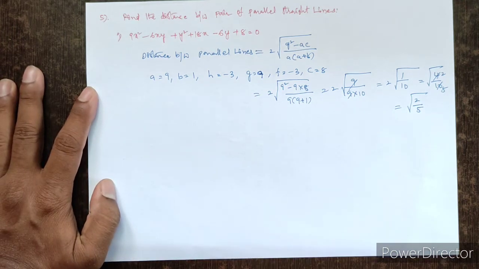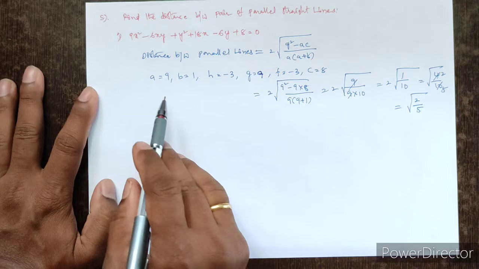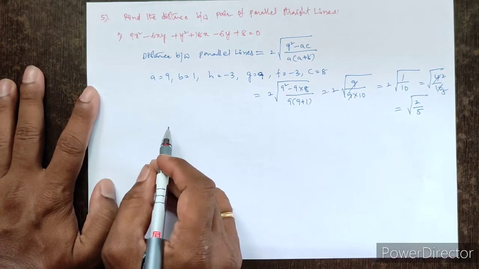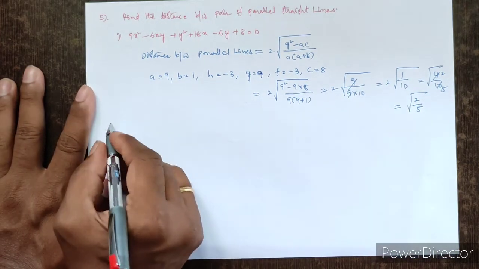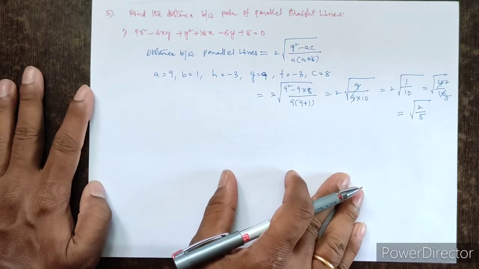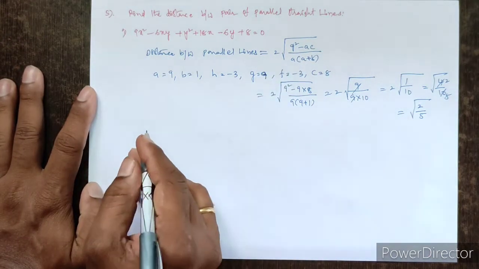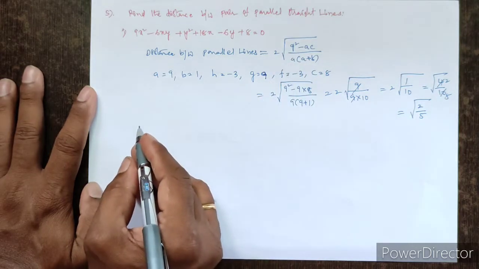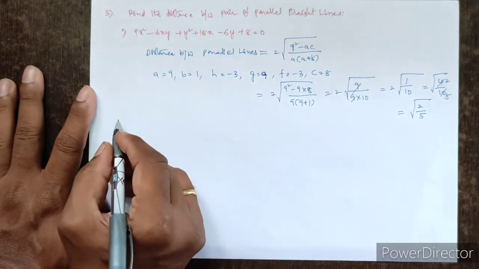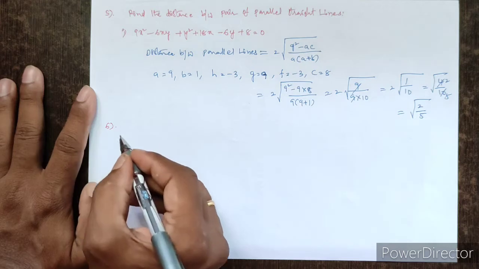Next, problem number 6. The similar problems you have to do, students, in this section. Just find the distance between parallel lines by using this formula. Of course, we add one more formula same like this. Problem number 6.